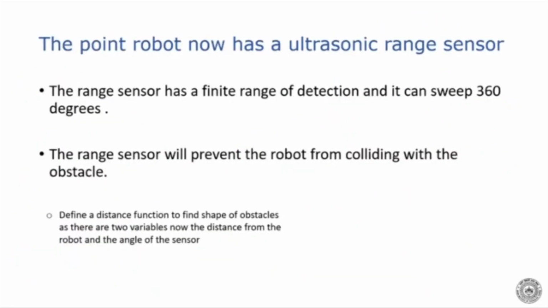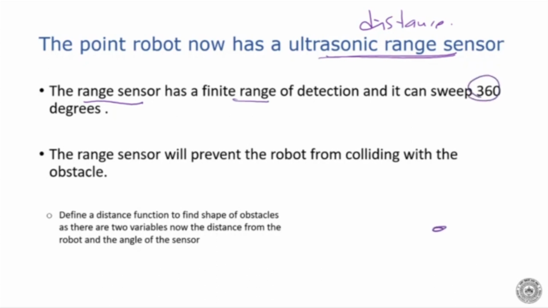Now the point robot has an ultrasonic range sensor. So we are still with the bug algorithm, but the robot in the previous case had a touch sensor. In this case, it has an ultrasonic range sensor, so it can sense the distance to an object. The range sensor has a finite range of detection, and it can sweep 360 degrees.